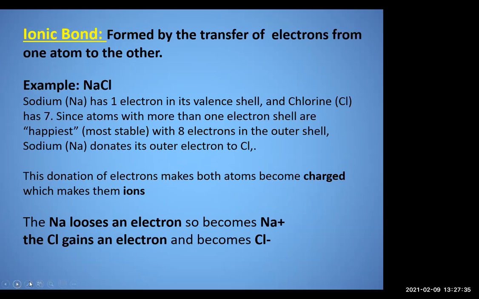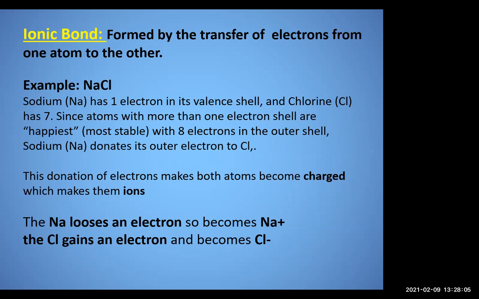So for example, let's talk about the ionic bond, and we've actually just talked about that already. Sodium has one electron in its valence shell, and chlorine has seven. So sodium wants to give up that one electron, that drops it back down to its second shell, and that shell is totally filled, so that makes it happy and stable.